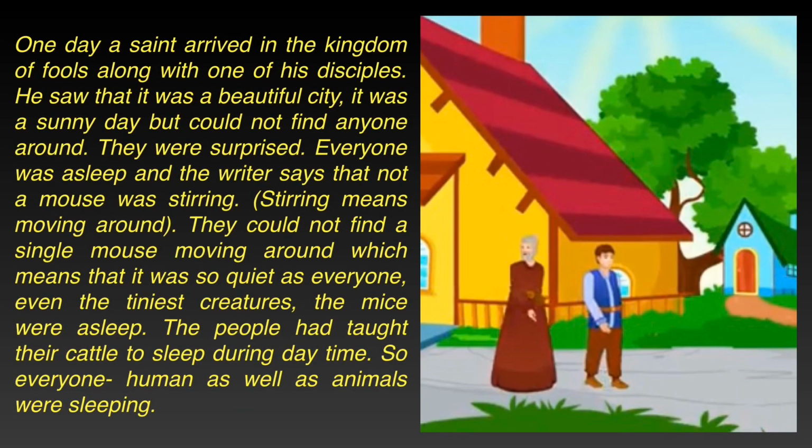One day, a saint arrived in the kingdom of fools along with one of his disciples. He saw that it was a beautiful city. It was a sunny day but he could not find anyone around. They were surprised. Everyone was asleep, and the writer says that not a mouse was stirring. Stirring means moving around. They could not find a single mouse moving around, which means that it was so quiet as everyone, even the tiniest creature, the mice, were asleep. The people had taught their cattle to sleep during daytime, so everyone, human as well as animals, were sleeping.